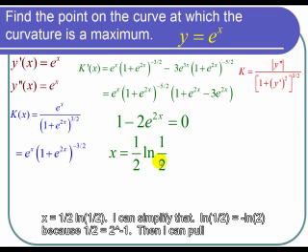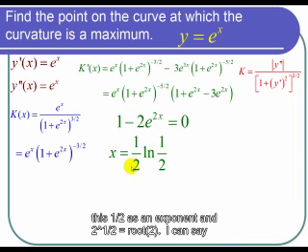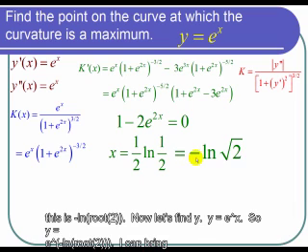I could simplify that. Natural log of a half is the same as negative natural log of 2, because 1/2 is 2 to the negative 1. And then I can pull this 1/2 as an exponent, and 2 to the 1/2 is the same as root 2. So I can say this is negative the natural log of root 2.